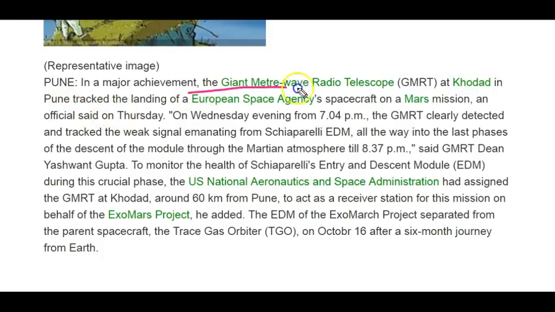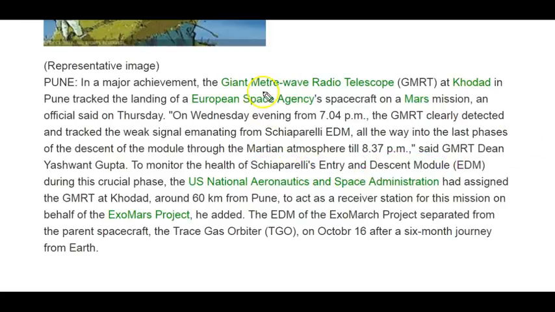The European Space Agency has launched a Mars mission called the ExoMars project, and recently the satellite has lost its communication to the Earth. The name is the Schiaparelli Entry and Descent Module.